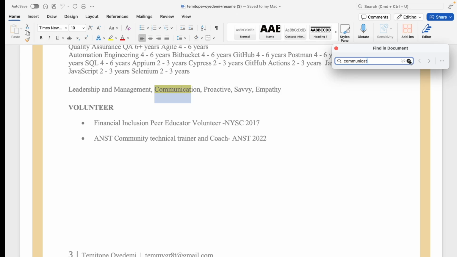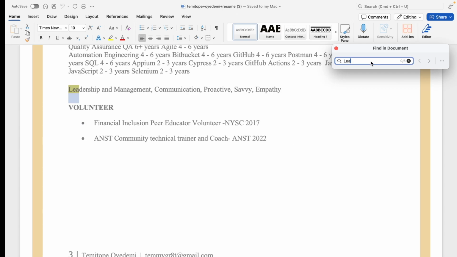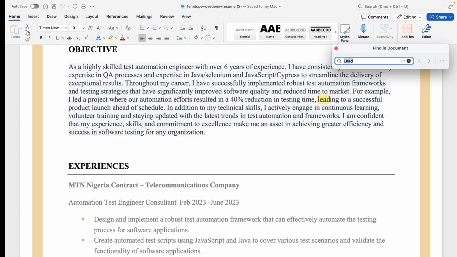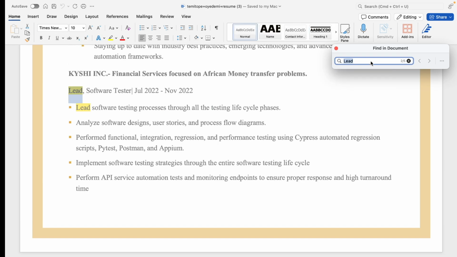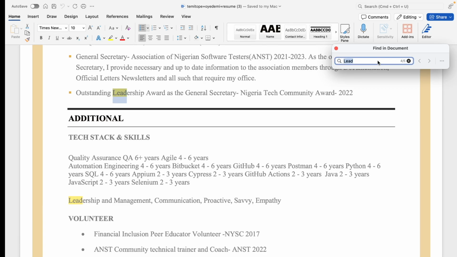Okay, so I see it in 2 places. One, oh, that is not communication. Okay, what about lead? Okay, I can see lead in 5 places. 1, 2, and oh, this is just a row. Okay, but there's a lead here: lead software testing processes. 3, 4. All right. So you see the leadership skill set reflects all through this resume, which is very good, right?